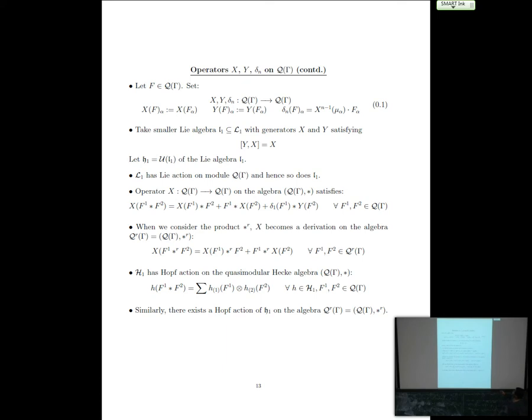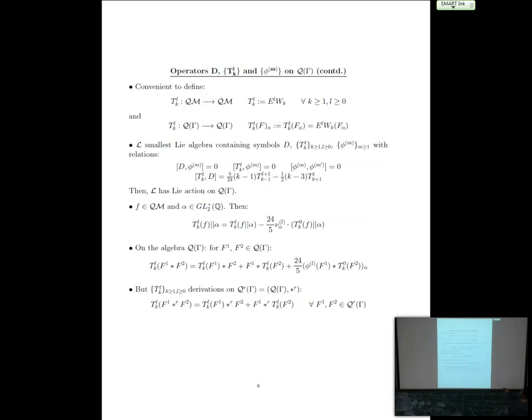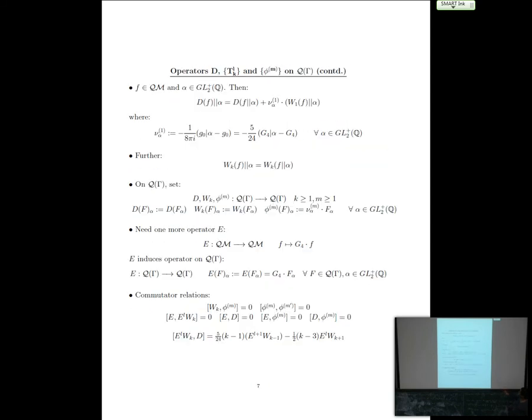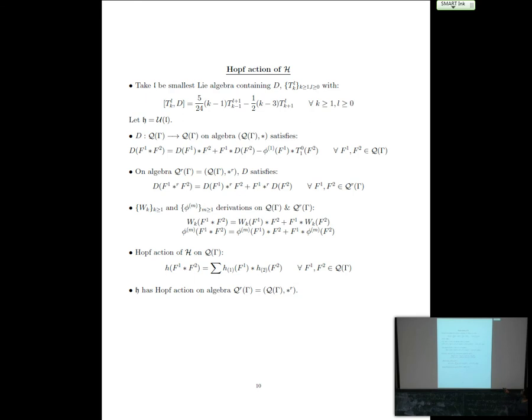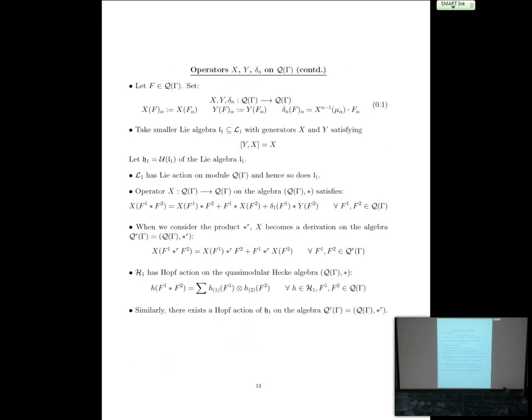And then you had these operators, x, y, delta. And so with the basic difference, this operator, now look at this operator, delta n f alpha is xn minus 1 mu alpha f alpha. This is supposed to be the parallel of this operator, this one. And so these are the three operators.